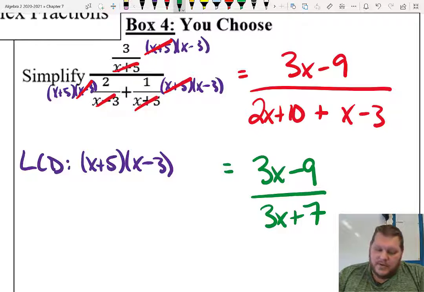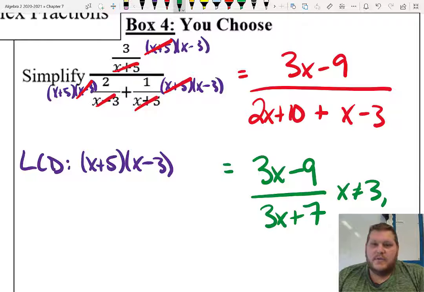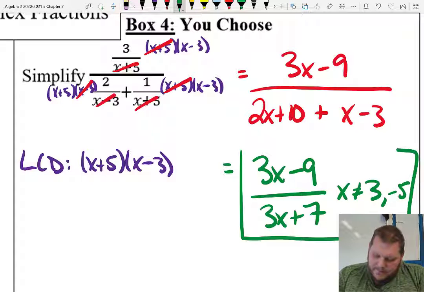All I have to do is go back and see what factors were canceled out. So in this case, x minus 3 was canceled out. So that means 3 is a restricted value. X plus 5 got canceled out. So that tells me negative 5 is also restricted.